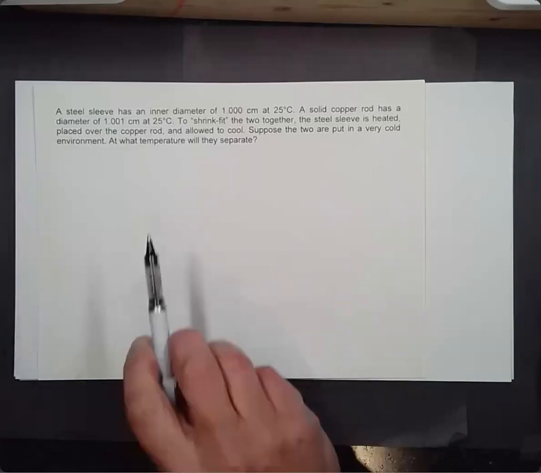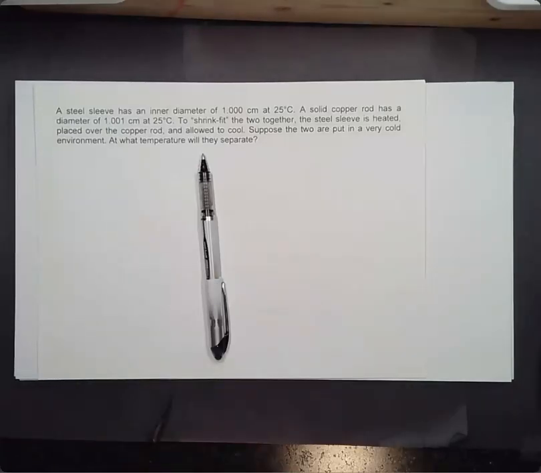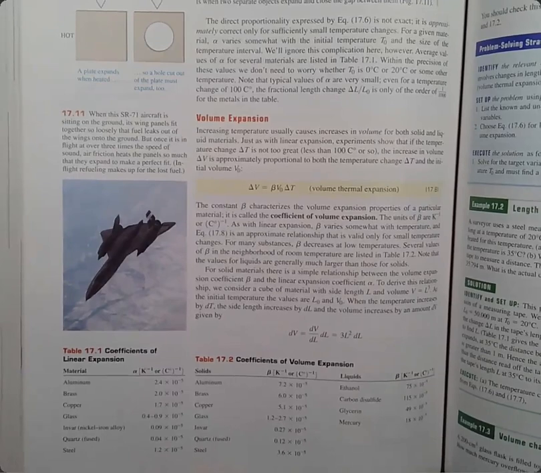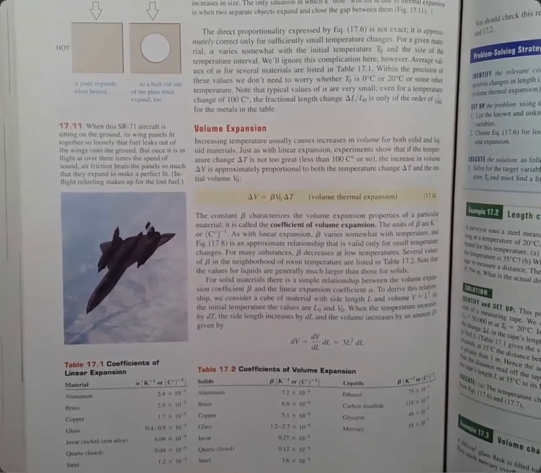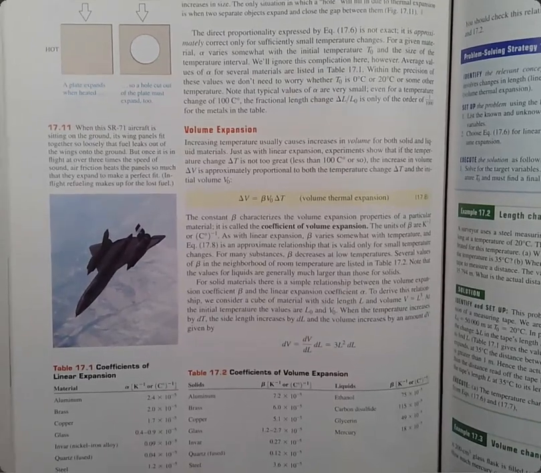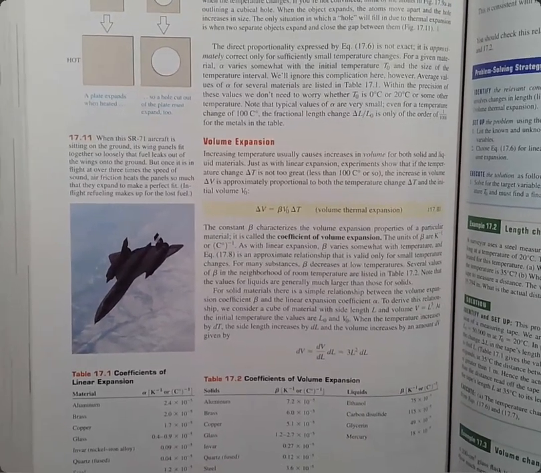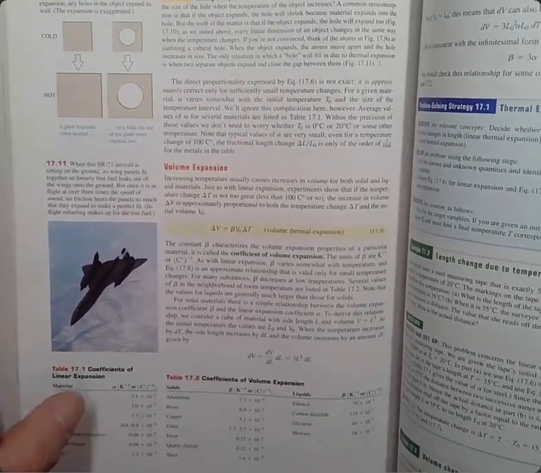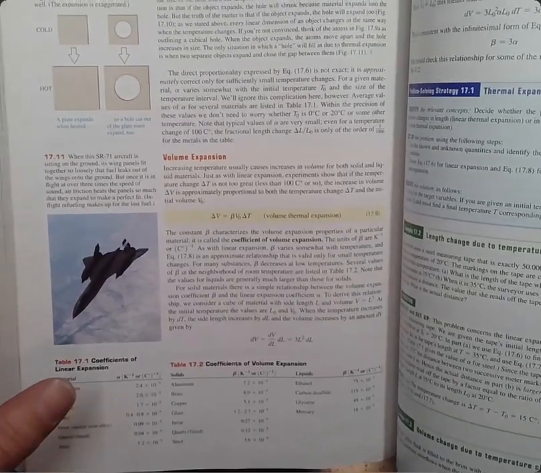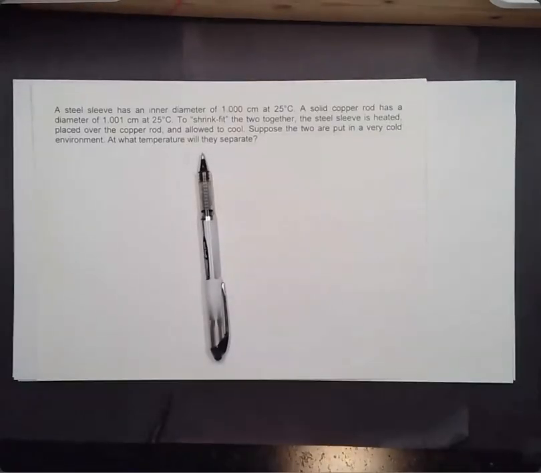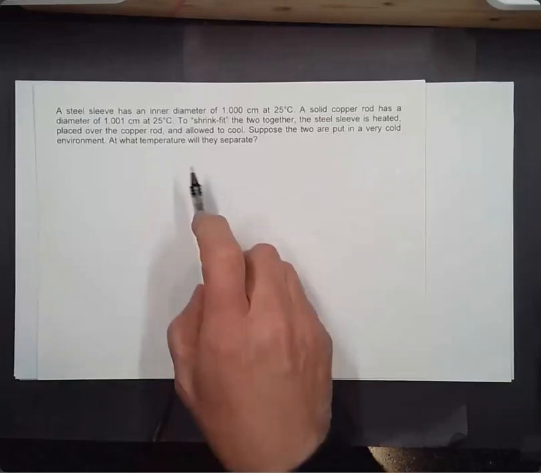I think the book has a table in there for coefficients of volume expansion. And if you look at things like aluminum, the coefficient of volume expansion is 3 times as much as the linear expansion. The same with brass, copper, all these various things. You just take the linear coefficient of thermal expansion and multiply it by 3 to get the volume coefficient of expansion.